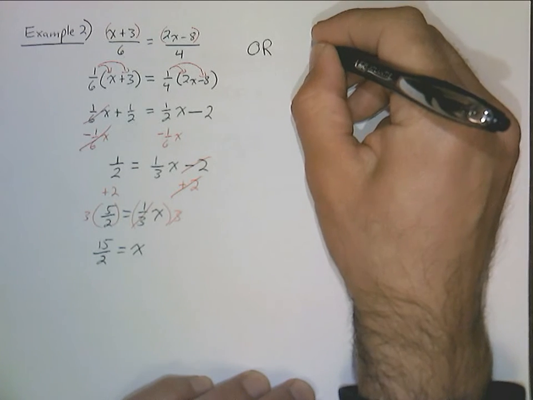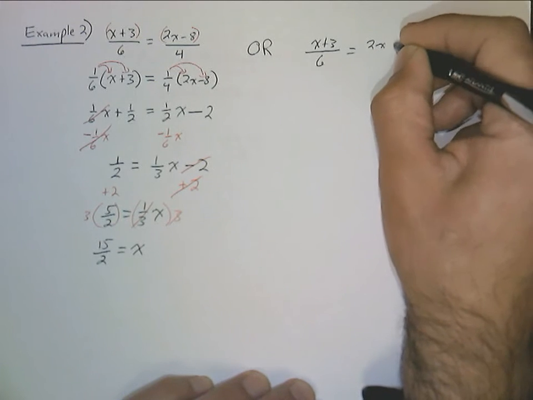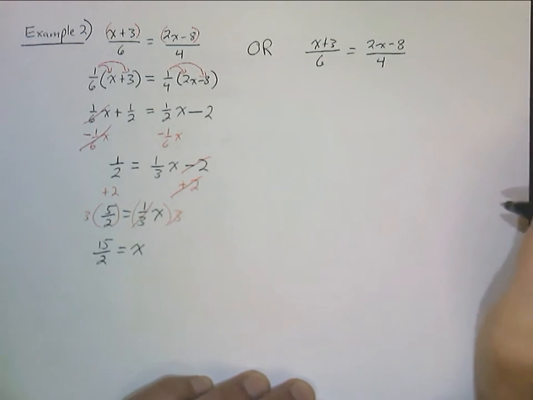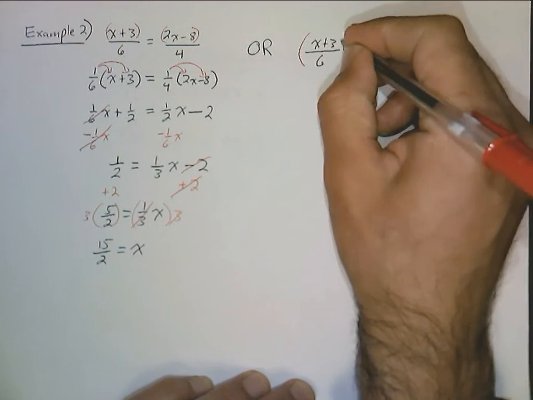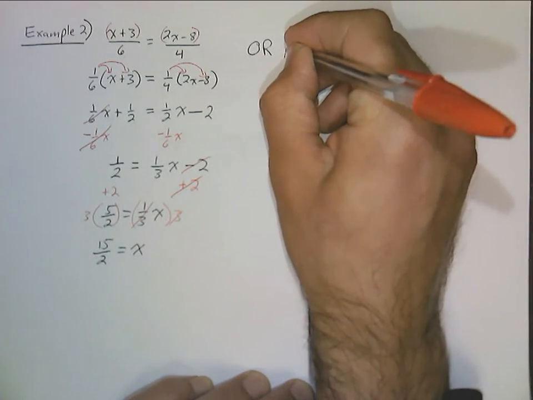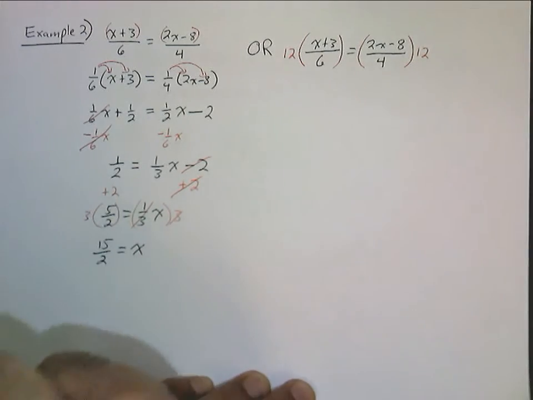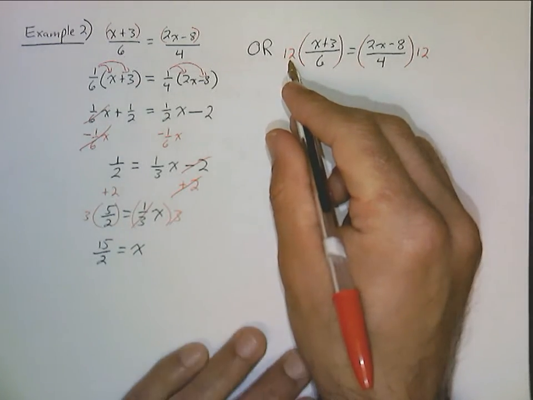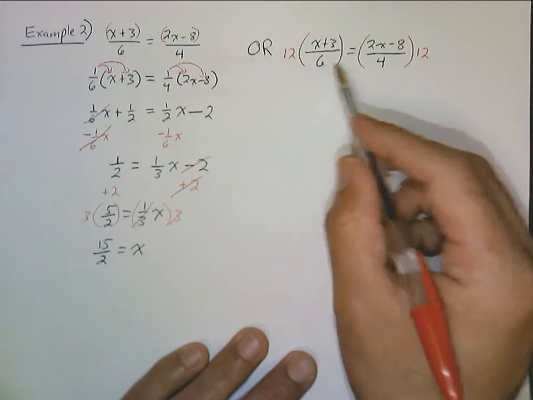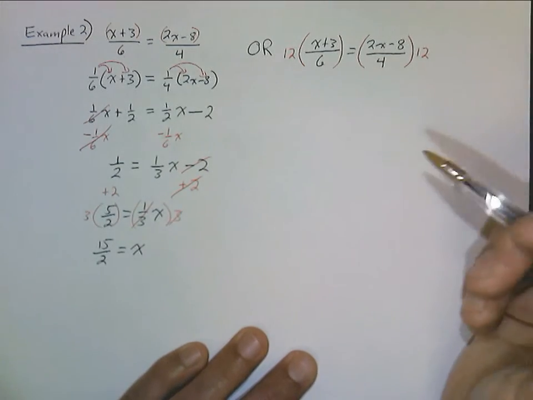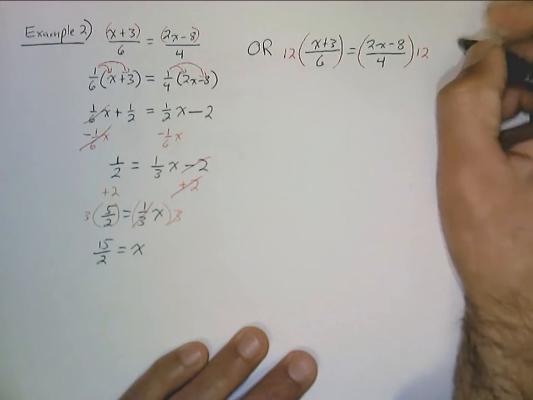So we've got (x plus 3) over 6 is equal to (2x minus 8) over 4. And the trick that I'm going to do is I'm going to multiply both sides of the equation by 12. The reason why I'm choosing 12 here is because the least common multiple of 6 and 4 is 12. We could have multiplied by 24 too, the product of these two things, but that doesn't really matter either way. And this is what's called clearing the denominators.